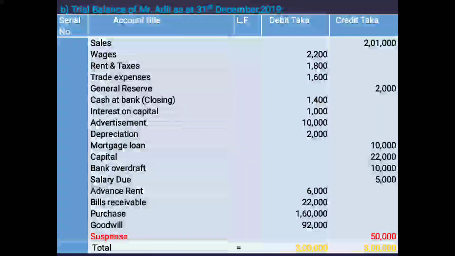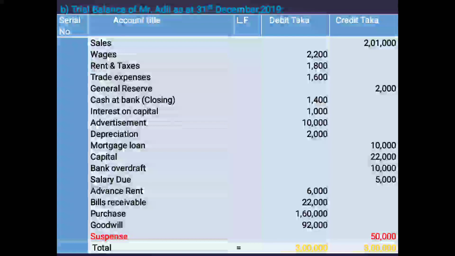Mortgage loan, any kind of loan, bank loan, mortgage loan, bond or debenture is always a long-term liability. A long-term liability shows a credit balance. So mortgage loan is credited in the trial balance for taka 10,000.